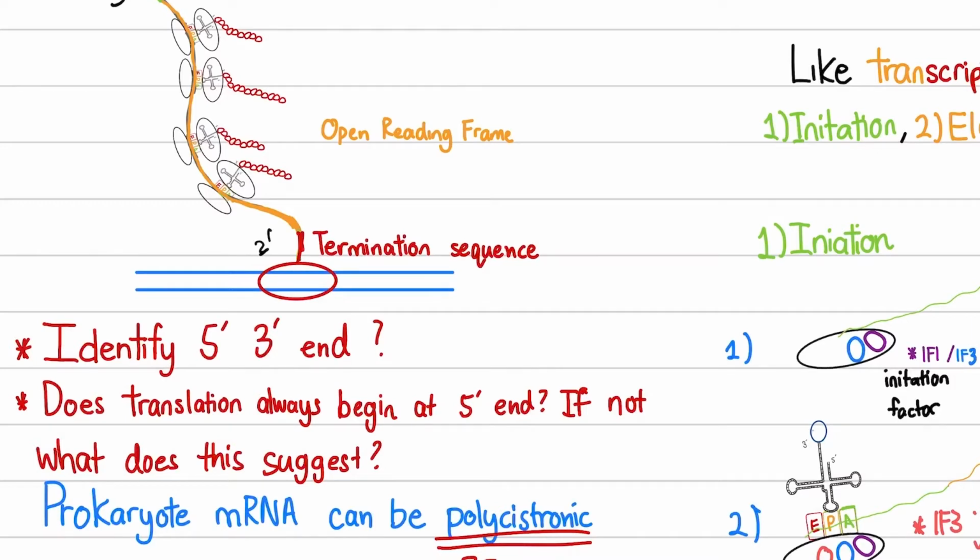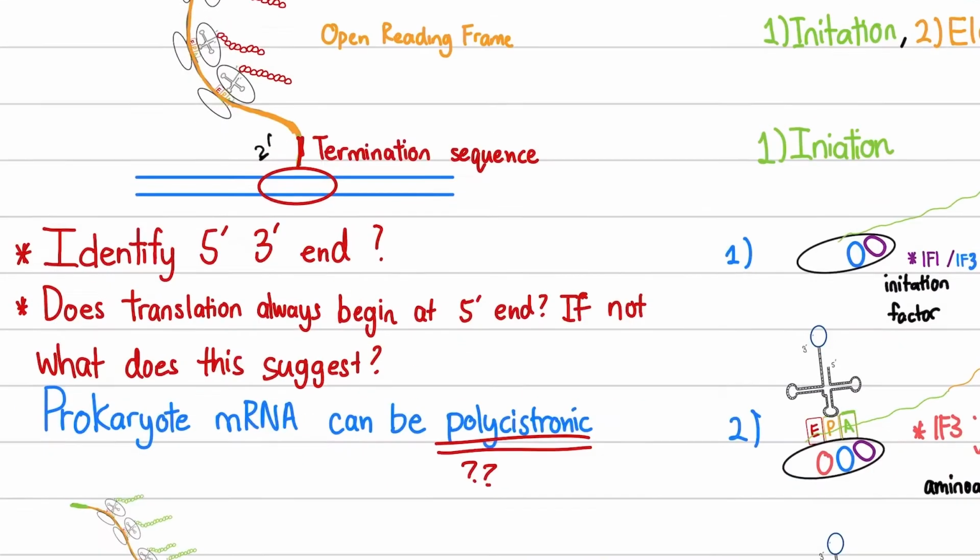Polycistronic mRNAs are mRNAs which have more than one gene on them. If you look at the word, poly means more and cistron means gene, so more than one gene. And how does this look when it comes to translation? It looks something like this.